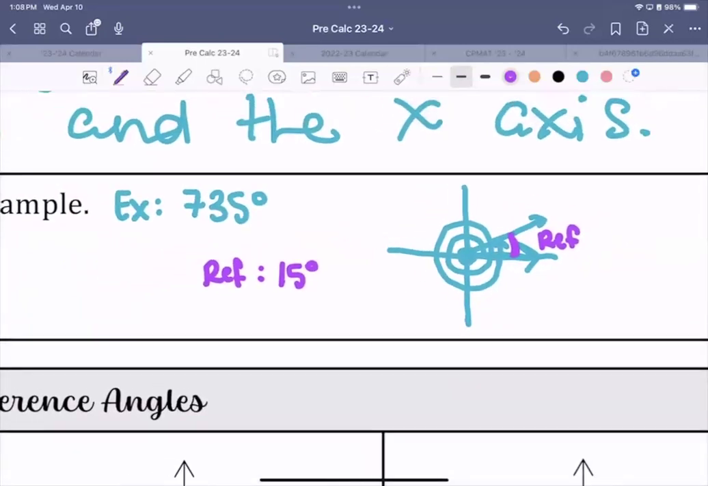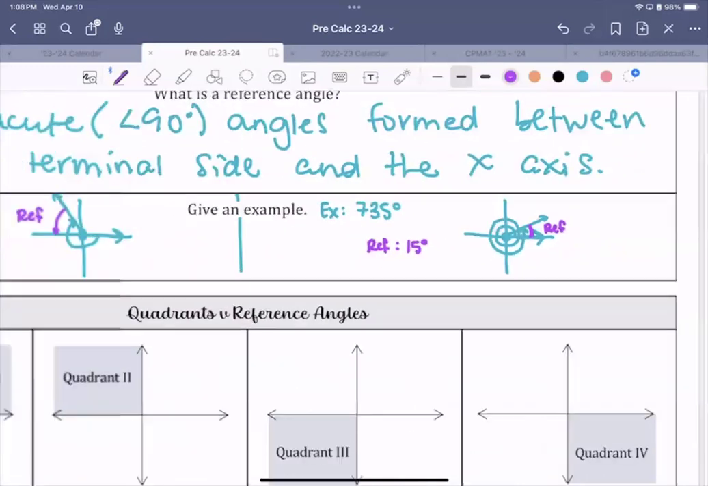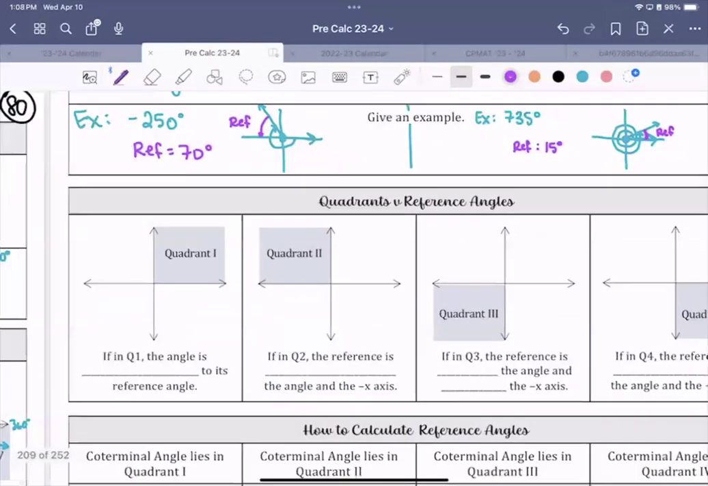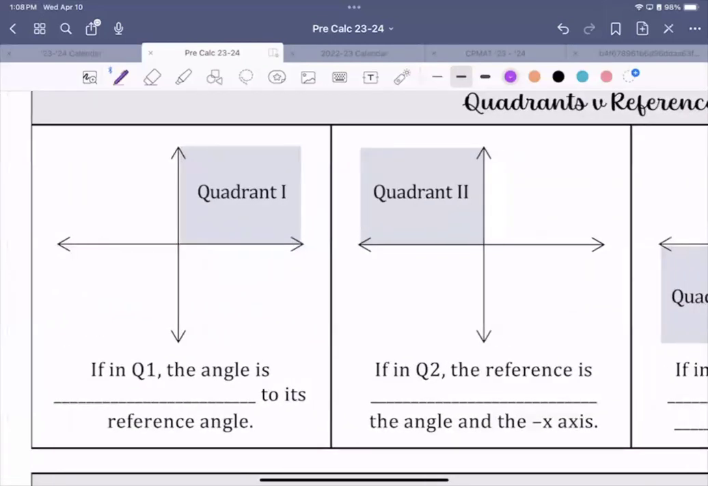And it'll be a little bit easier once we look at the next section. I'm going to talk about our little tricks that we can do per quadrant. Looking down here, we have quadrants versus reference angles. I'm going to have us label our quadrants.